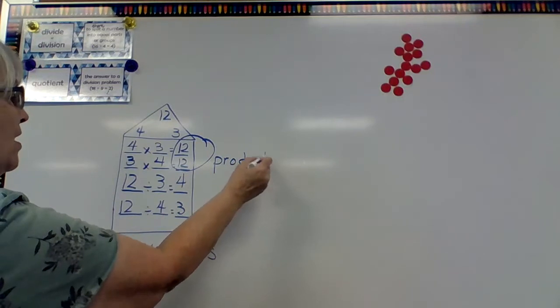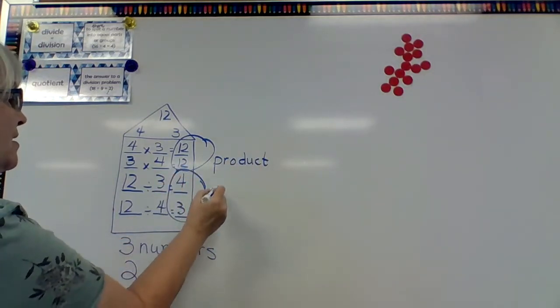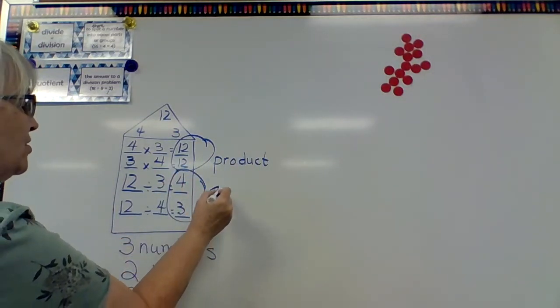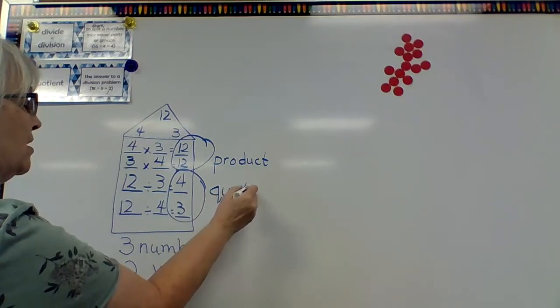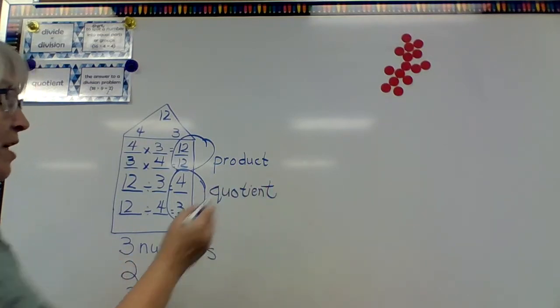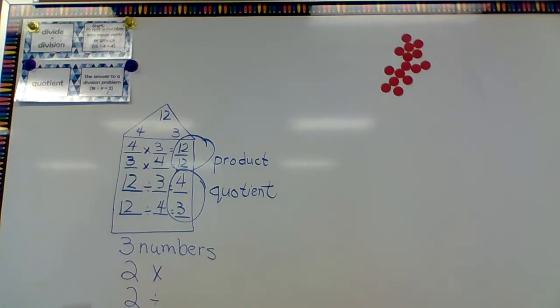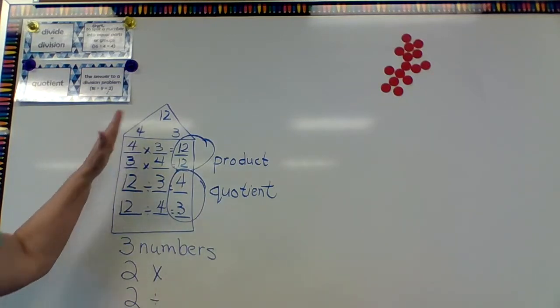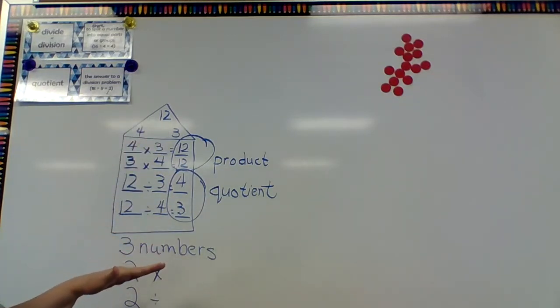Multiplication answers are called the product. These division answers are called the quotient. So that's one way we can think about multiplication and division. They go together in a fact family. That can help us, especially next year in 3rd grade when you're starting to memorize the facts.